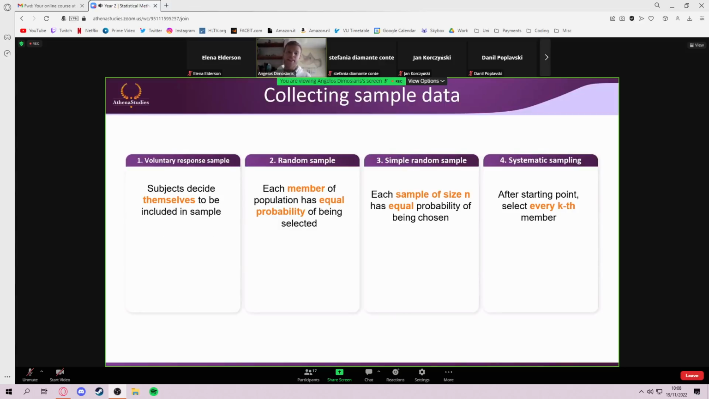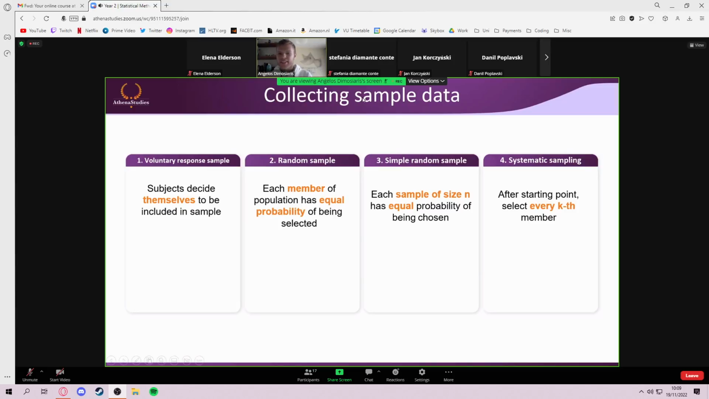So the first and the easiest one is the voluntary response sample. So in that case, subjects decide themselves to be included in the sample. So you see a survey or a research or a study that asks for participants, and then you voluntarily say, hey, I want to take part in this study. I want to be the research rat. I mean, the participant. So this is the voluntary response sample.